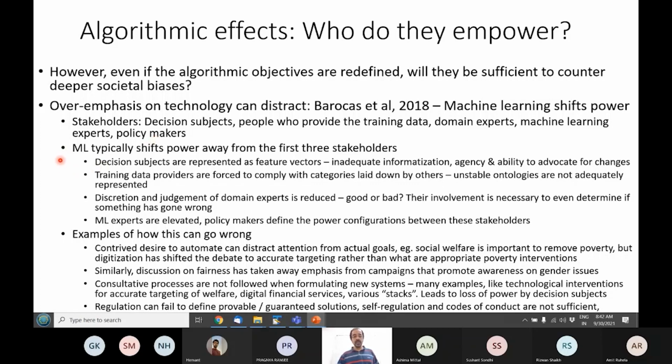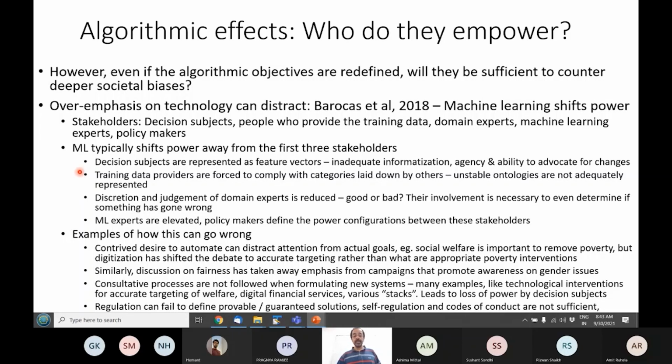So when you introduce machine learning systems, yet another effect is that you change the power relationships between all these different stakeholders who are building or are part of the technology. Decision subjects, who are the users, are represented just as feature vectors. We talked about informatization, and we'll talk more about it as we go on, that not all of their features may have been described appropriately.